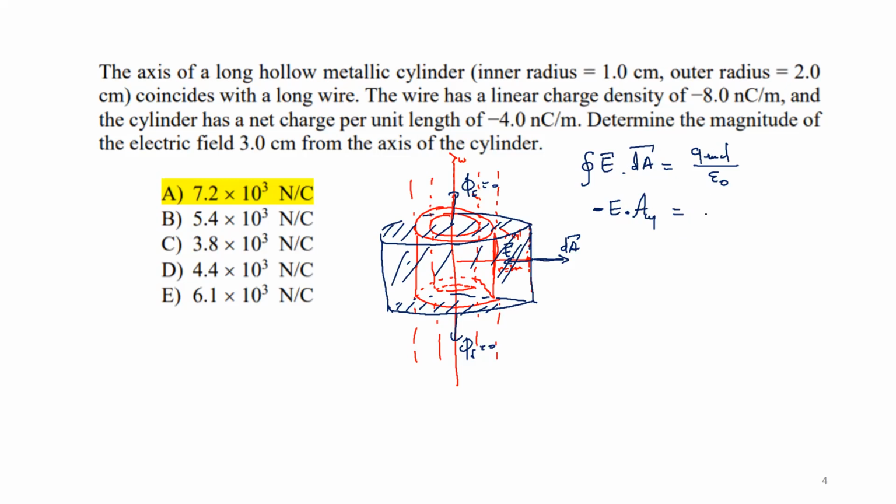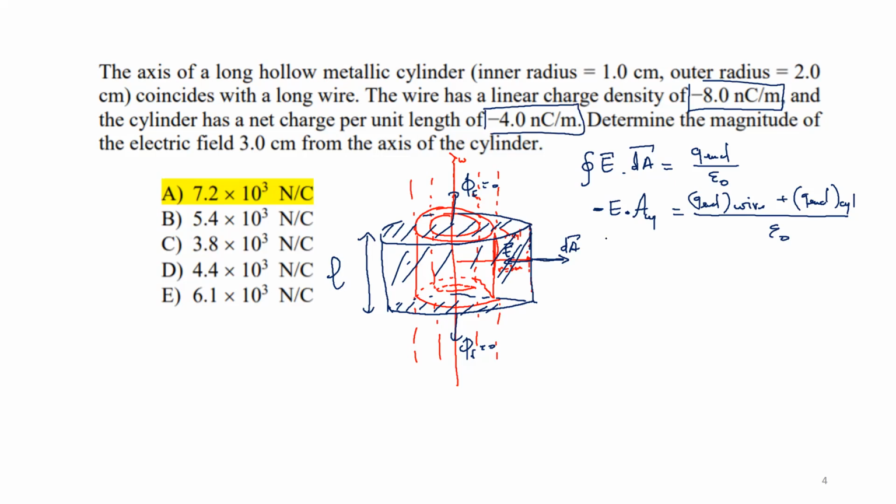Of course, here I will have charge enclosed. So what is the charge enclosed? I have the charge enclosed from the wire, by the way. So if this Gaussian surface has a height, or a length L, what is the charge enclosed? I have two types. I have charge enclosed, of course, wire, plus charge enclosed cylinder. And this divided by epsilon naught. By the way, the charge enclosed will be negative because both densities are negative, right?